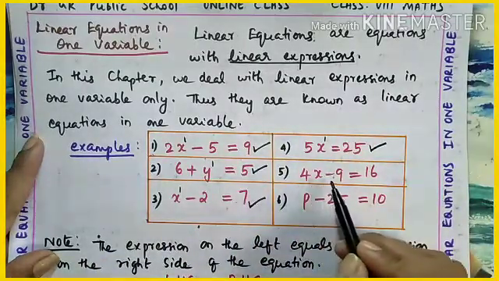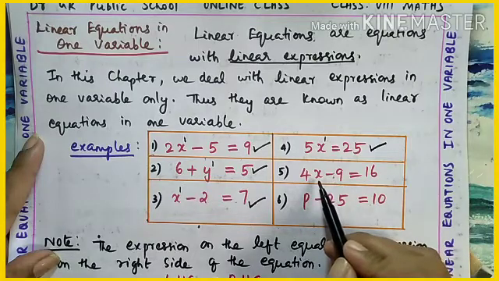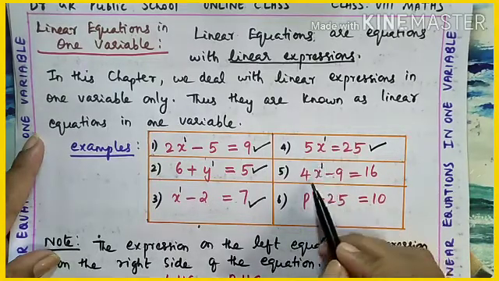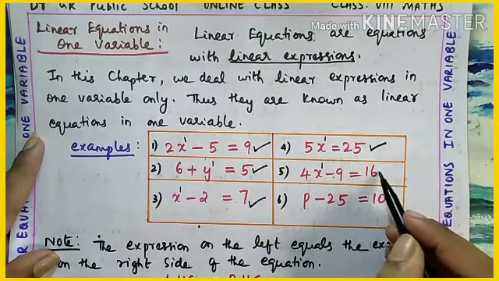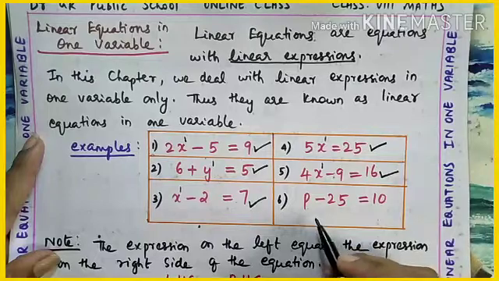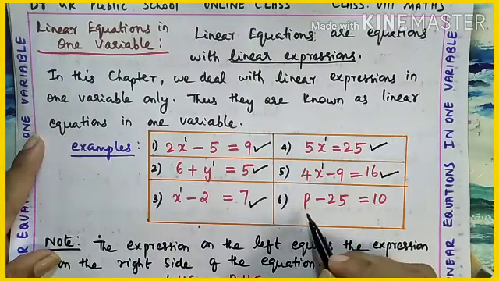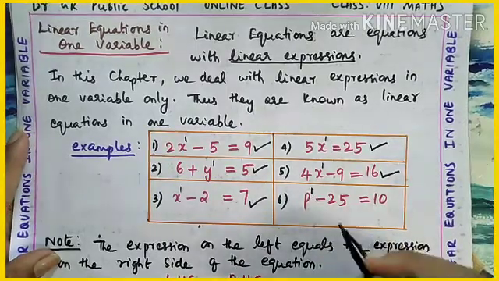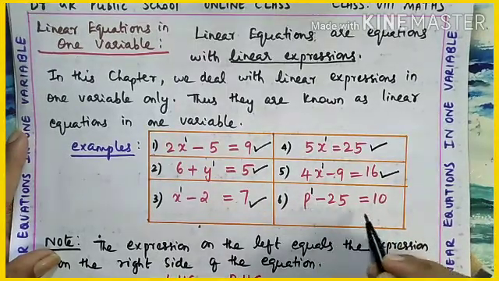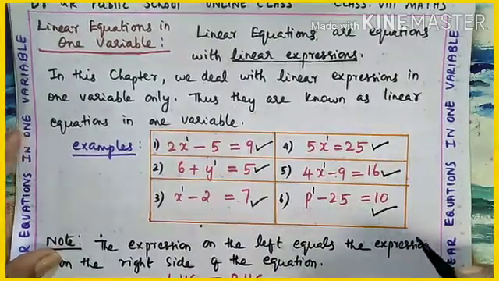Next one, 4x minus 9 equal to 16. What is happening here? Here also the variable x has power 1. So 4x minus 9 equal to 16 is also a linear equation. Now the next example, p minus 25 equal to 10. Who is the variable here? p. What is the power of p? 1. So p minus 25 equal to 10 is also a linear equation.